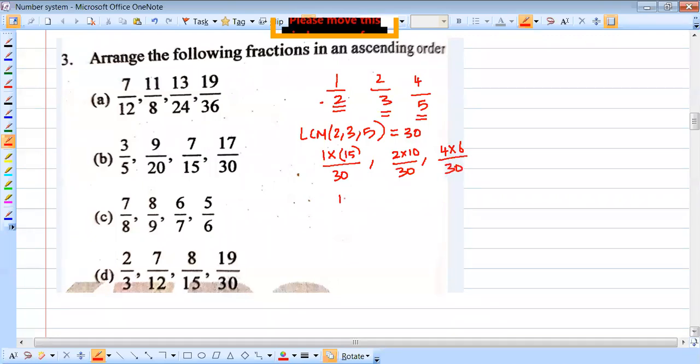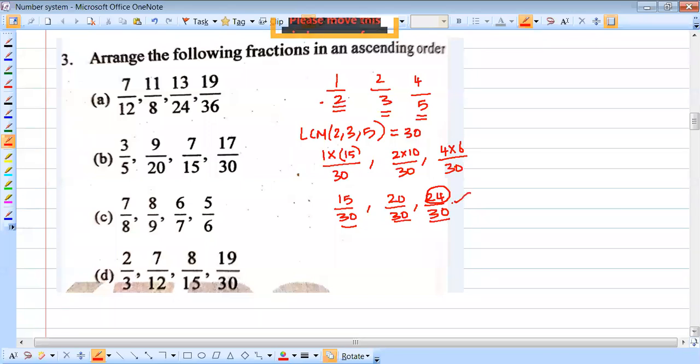So here you will have 15 by 30. Here you will have 20 by 30. Here you will have 24 by 30. Okay, so now see, all your denominators are same. Then see the numerator. Which is the highest numerator? 24. So then this is the greatest fraction. This is the first greatest fraction.